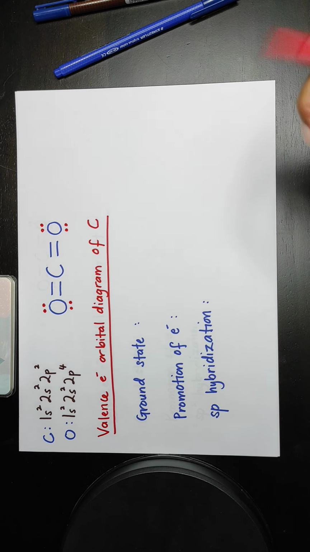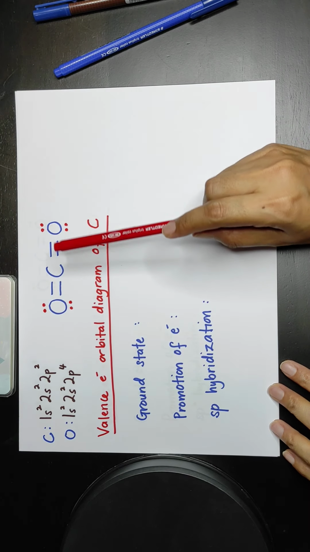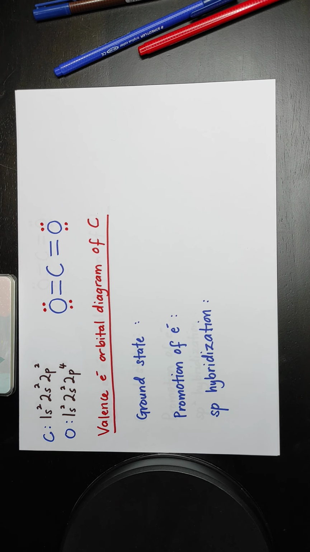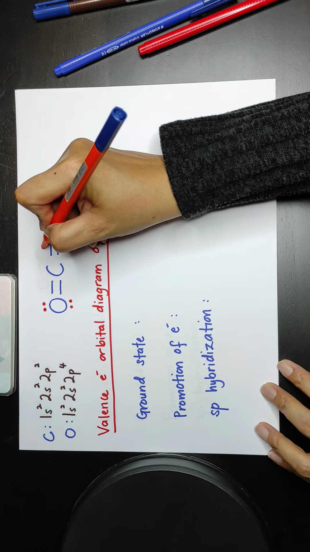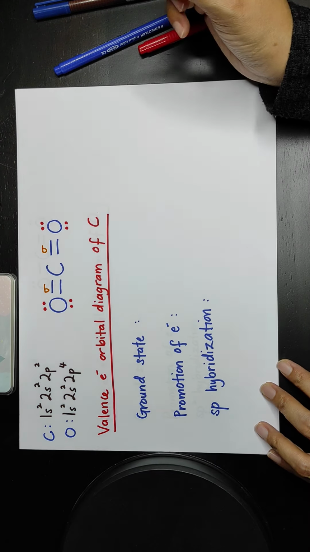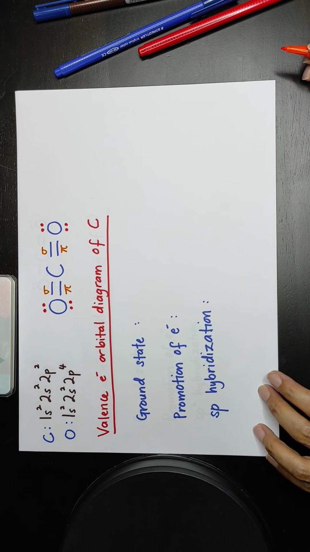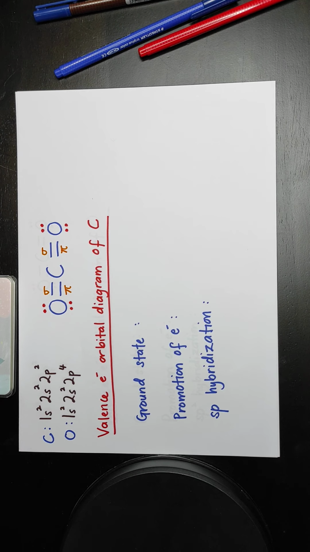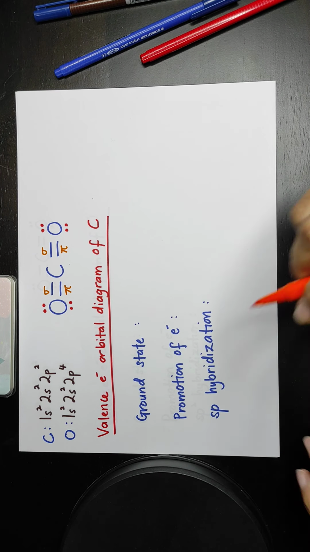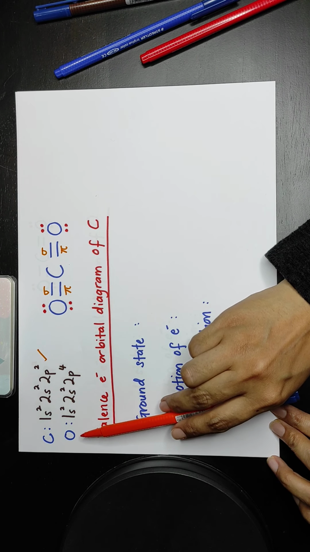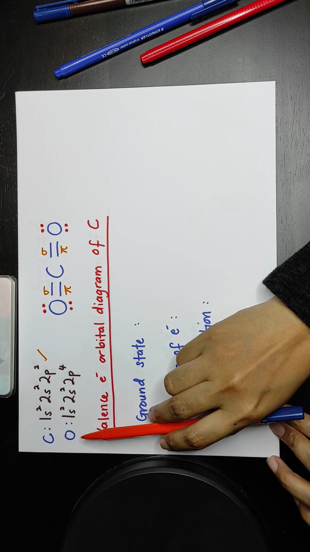Alright, so by referring to the Lewis structure of carbon dioxide, you can see between carbon and oxygen atoms there are two sigma bonds and two pi bonds. Now let's start the hybridization process for carbon atoms. Basically you have to refer to the electronic configuration of carbon: 1s2, 2s2, 2p2, and later on we will use the electronic configuration for oxygen atom.